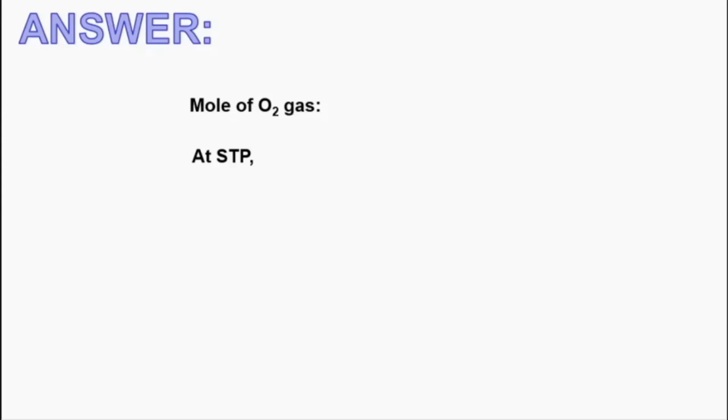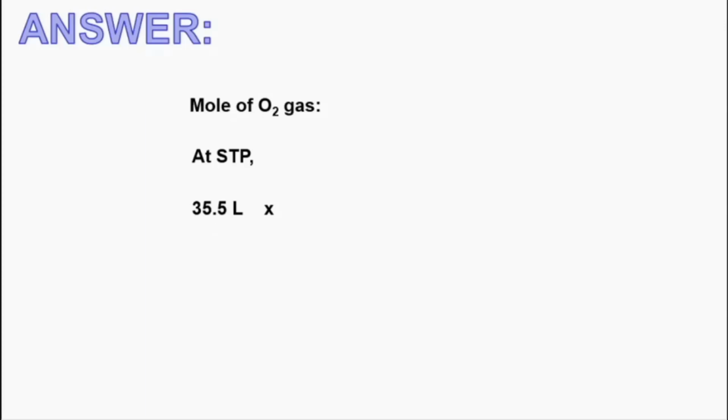At STP, 1 mole of any gas will occupy a volume of 22.4 liters. Remember, at STP, 1 mole of any gas occupies 22.4 liters. Now let's get back to this question. Since this reaction occurred at STP, 1 mole of oxygen gas occupies 22.4 liters. But in this question, we have 35.5 liters of oxygen gas at STP.